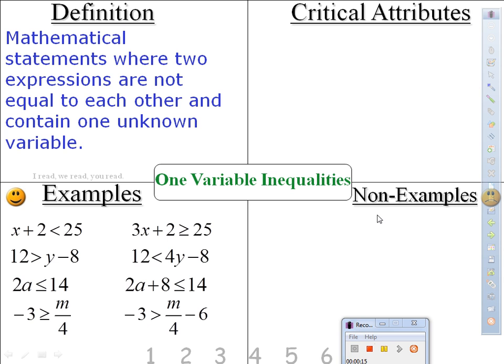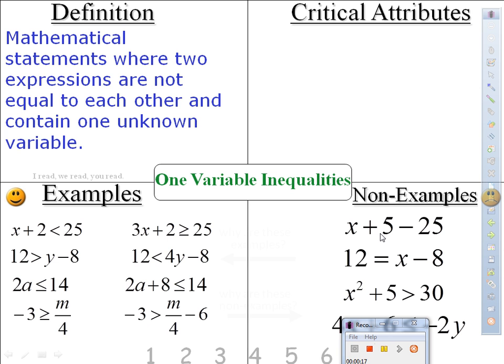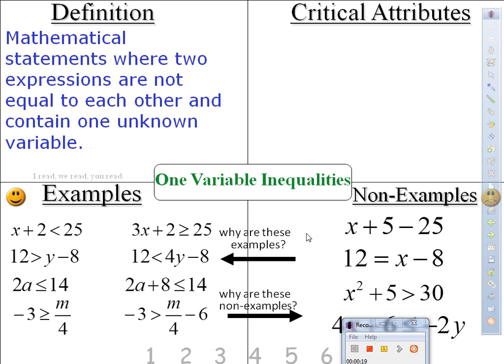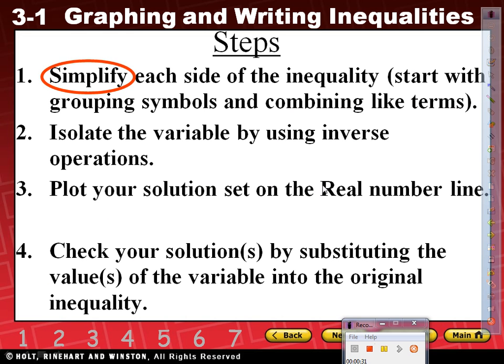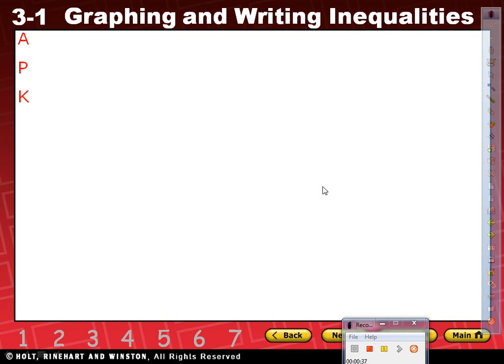We said that one variable inequalities are statements that are not equal to each other. They only have one variable, and they need to have no exponents greater than 1, because that becomes a quadratic, and we're going to see that later on. We did our steps: simplify, isolate, plot, check, and also we covered the proper introduction.